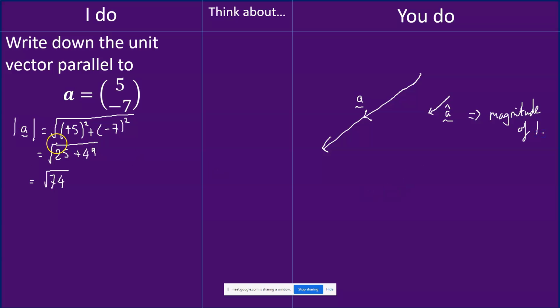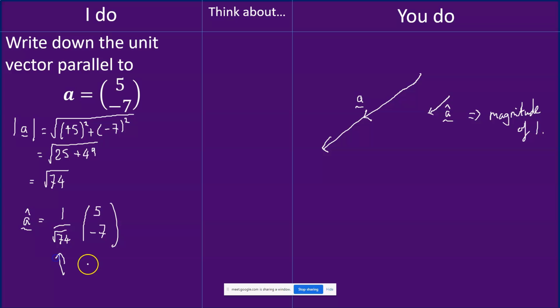Now, if you think about it, if this magnitude came out as 2, we'd just half it, wouldn't we? We'd just make it half as long. So let me show you what you do. It's quite easy to do. All you do to get A hat is do 1 over the magnitude, 1 over root 74, because what that's going to do is shrink the length of it down to 1. Because this has got a length of root 74, when we divide it by root 74, it's going to shrink to 1. And then all you do is just write the vector next to it. And I'll prove it to you in a second. And that's literally it, guys. That's how you get a unit vector.